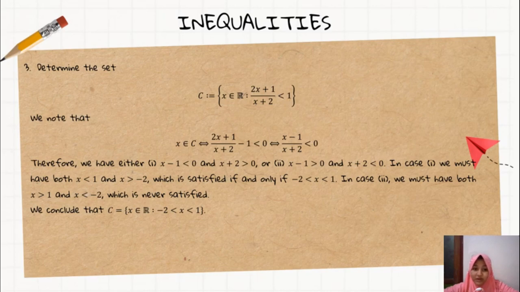In case 1, we must have both x less than 1 and x greater than minus 2, which is satisfied if and only if x is less than 1 and x is greater than minus 2. In case 2, we must have both x greater than 1 and x less than minus 2, which is never satisfied. We conclude that C is the set of x element of real numbers where x is less than 1 and x is greater than negative 2.